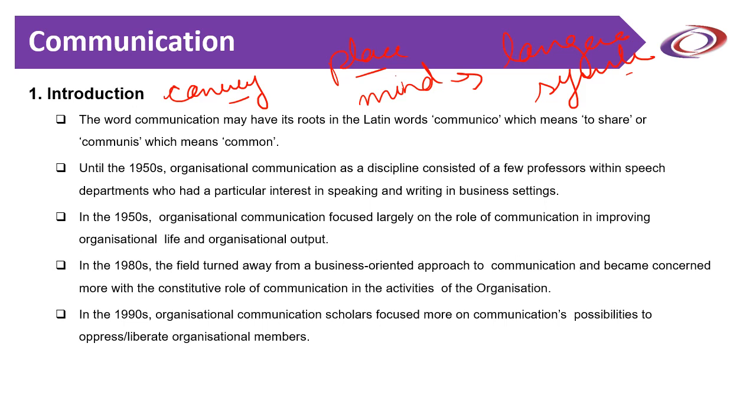Formally, it is a term that is derived from the word communico. It is a Latin word which means to share, or communis, which means common. So, sharing a common message between one or more individuals, whether they are present face to face or in an indirect manner, that is known as communication. So, there is an involvement of at least more than one person for communication to take place.